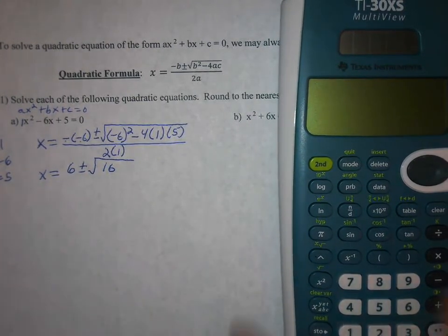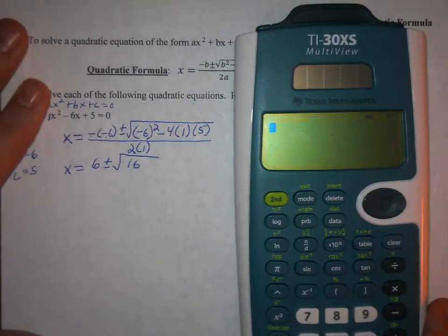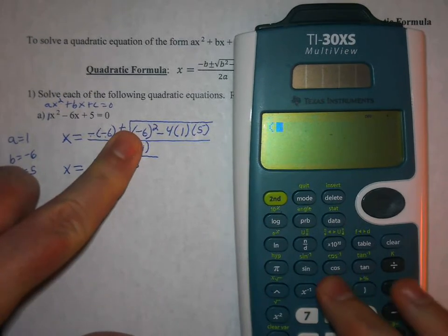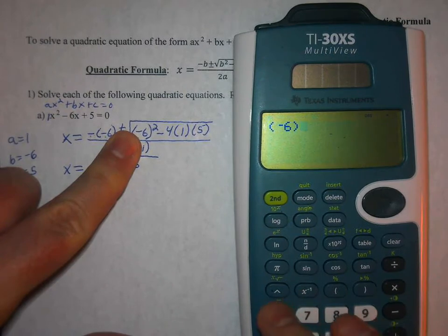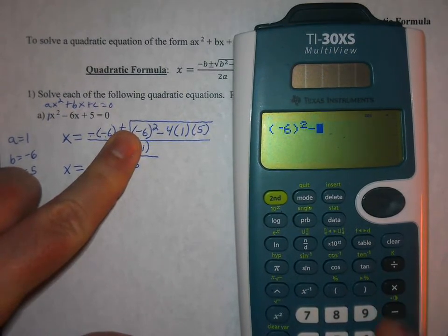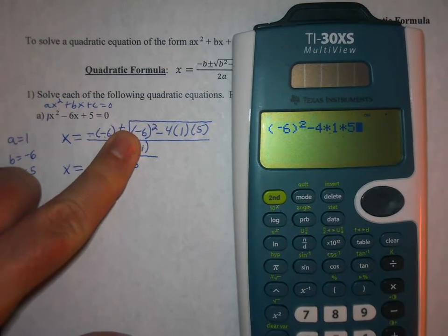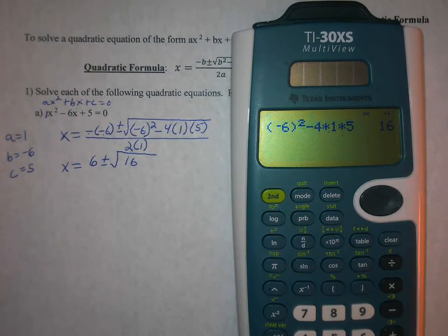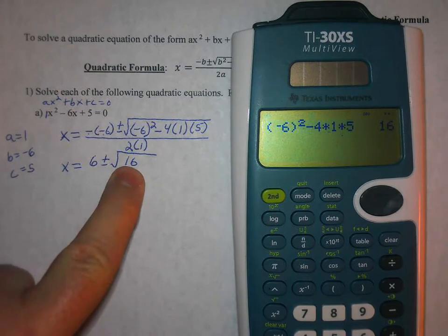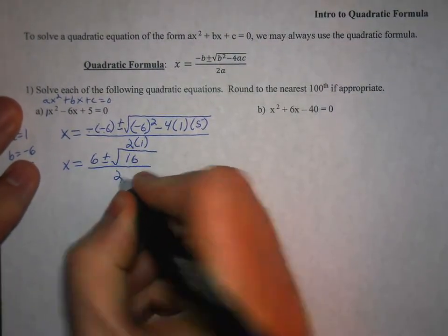Now, if you can't do that, then in your calculator, do negative 6 squared. Make sure you put it in parentheses. So negative 6 squared, and then minus 4 times 1 times 5. Put it all in at once without the square root, and you get 16. Okay, so that's what I got here by doing it in my head. And then that is all divided by 2.